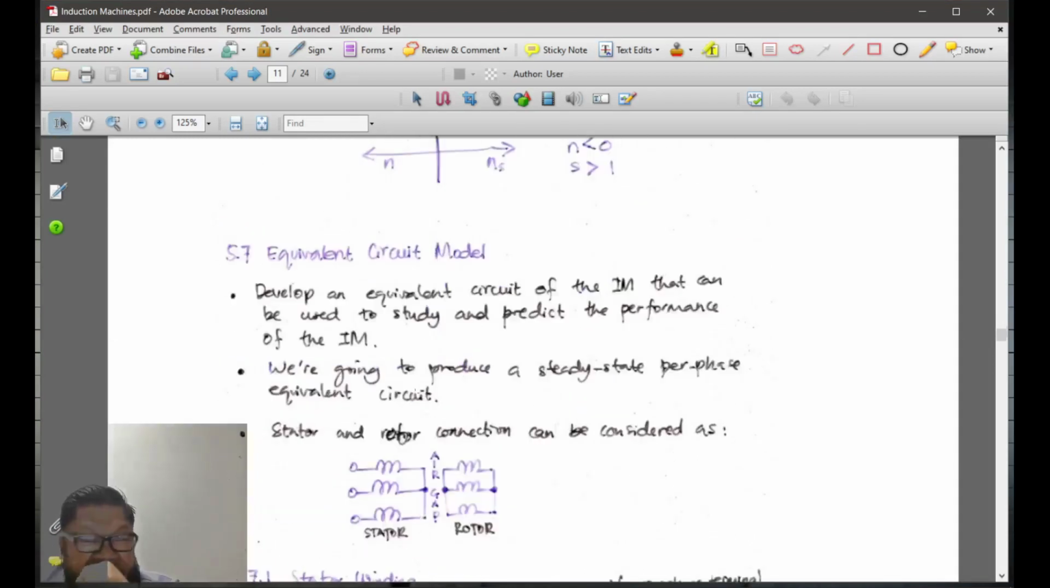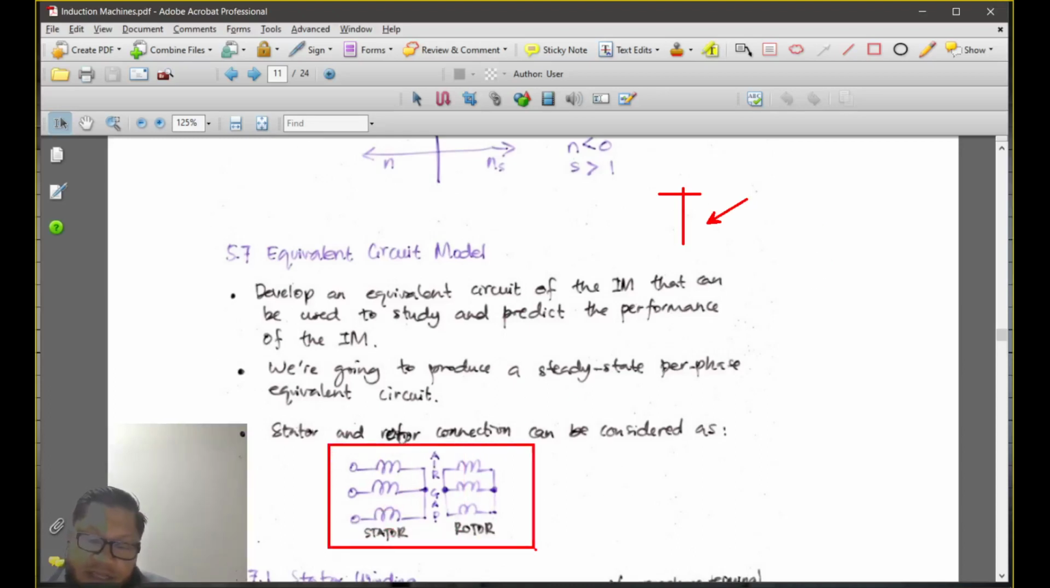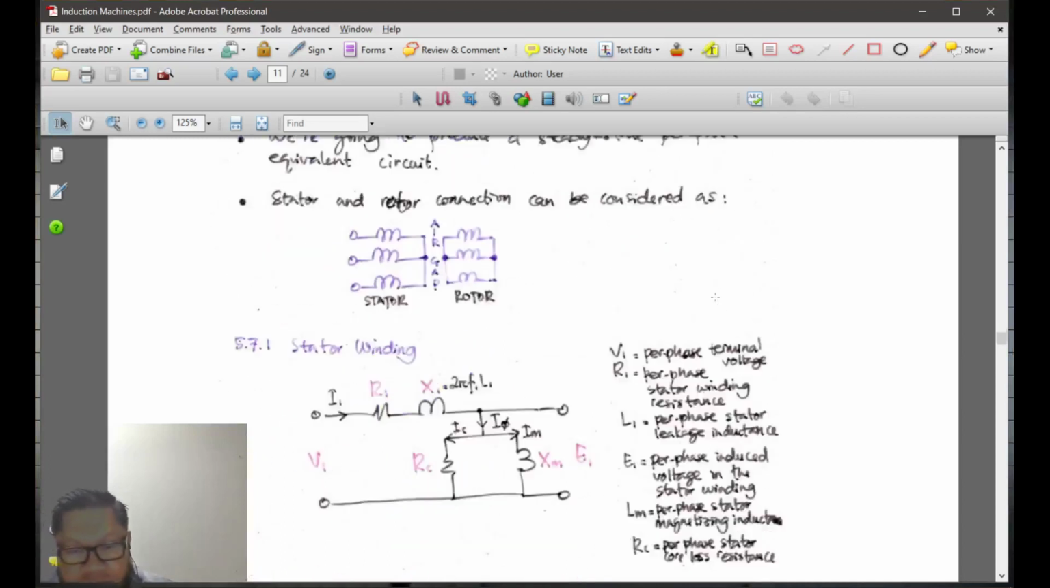Okay, now we look into the equivalent circuit model. So why do we need it? Because we're going to look into the torque equation later on. In order to get the torque equation, we need to look into the single phase equivalent circuit, and then get the parameters. In order to get that single phase equivalent circuit, we need to consider the stator and rotor winding circuits here.